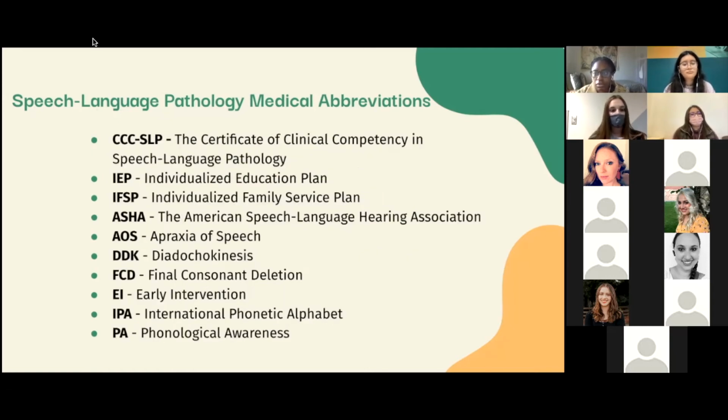And then we also have some other speech language pathology abbreviations. This is more like school-based. We have CCC-SLP, which is the Certificate of Clinical Competency in Speech Language Pathology. We have IEP for an individualized education plan, IFSP, Individualized Family Service Plan, ASHA, the American Speech Language Hearing Association, AOS, Apraxia of Speech, DDK, Diadochokinesis, FCD, Final Consonant Deletion, EI, Early Intervention, IPA, International Phonetic Alphabet, PA, Phonological Awareness.